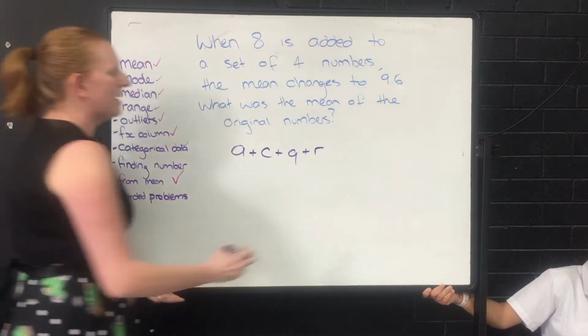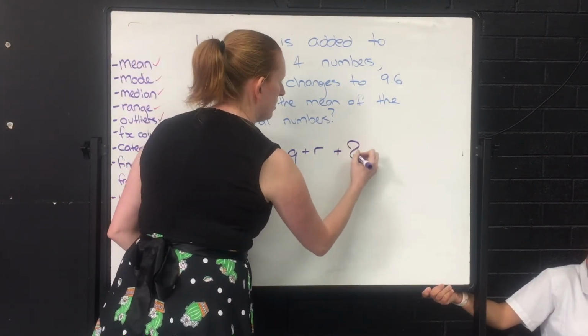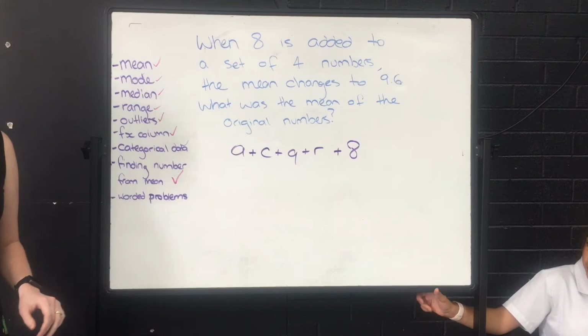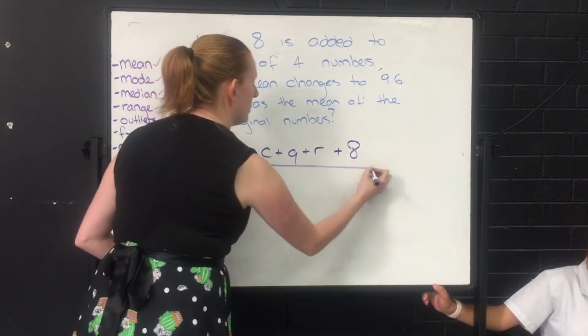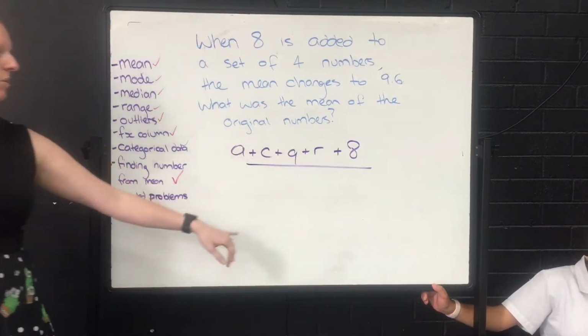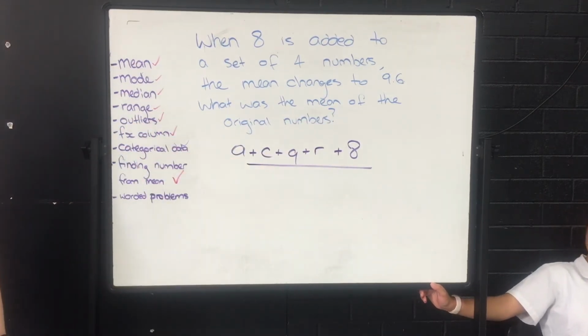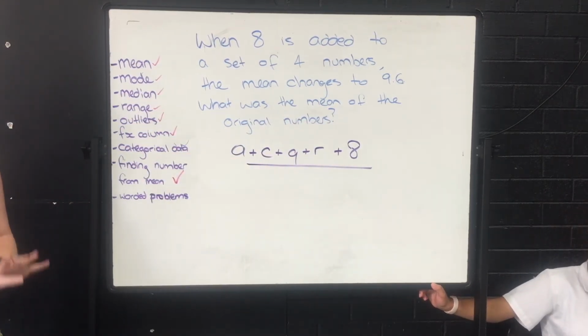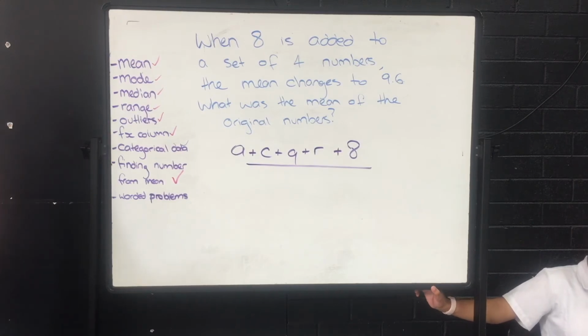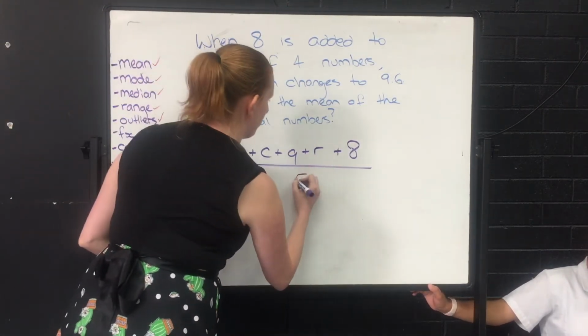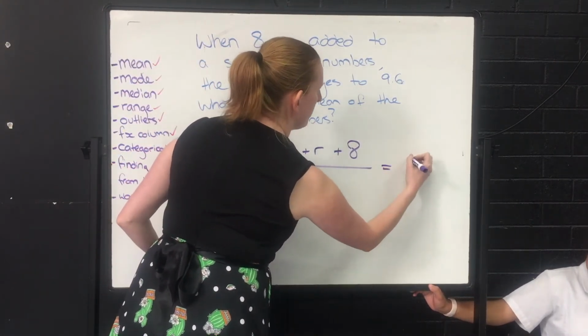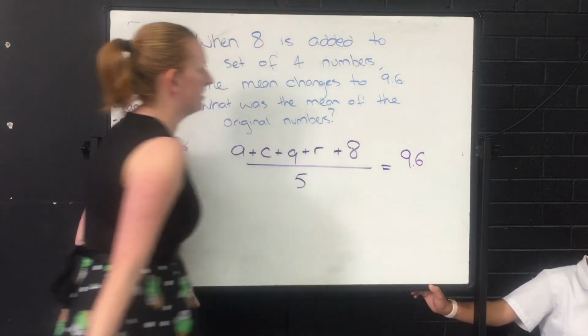And then they said they added 8. Then they calculated the mean. So what they did is they divided it by how many numbers there were. So I've got my 4 mystery ones plus the number 8, so that makes how many? 4 plus 1? 5. And it gives me a mean of 9.6.